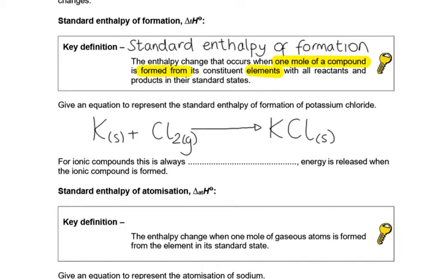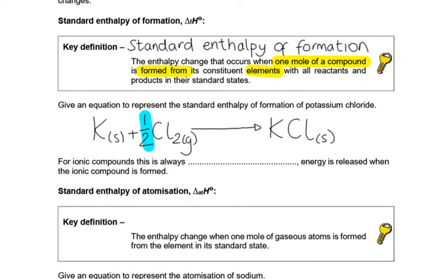Now I need to balance my equation, but I have to be careful because the definition says 1 mole of the compound, so I cannot change the number of KCl's. I can only change the number of K's and Cl2's on the left hand side. There's 1 K on each side already, but to get 1 Cl for KCl, I'm going to need a half a mole of Cl2. So it's really important that we get that number right. We cannot change the KCl's, we have to change the Cl2's.